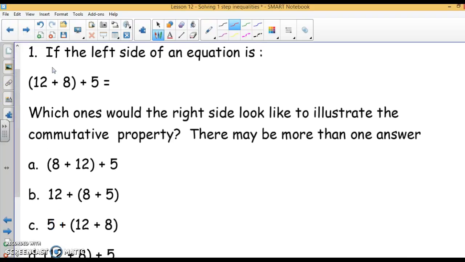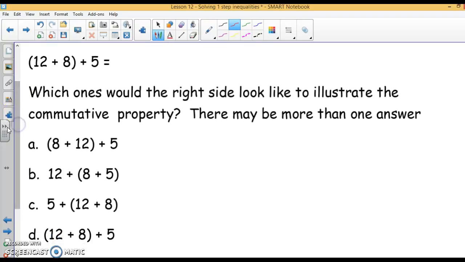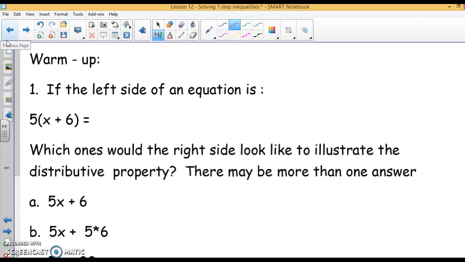Do this one. Pause your video. Okay, we're looking for which one would illustrate the commutative property. There may be more than one answer. So, commutative property is the order changes. So, we have 12, 8, 5. So let's look down here. 8, 12, 5? Yeah, the order changed. 12, 8, 5, same order. 5, 12, 8, order's different. 12, 8, 5, so it's A and C. Any one that shows order changing is commutative.